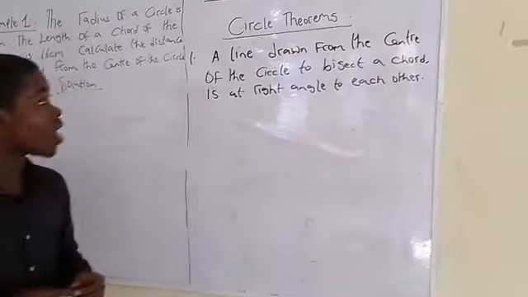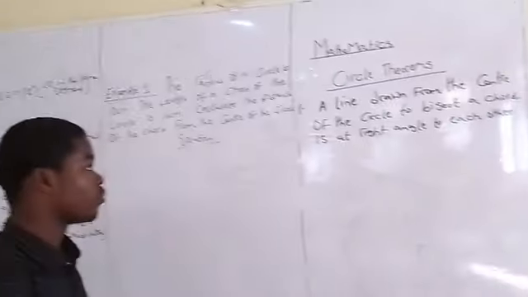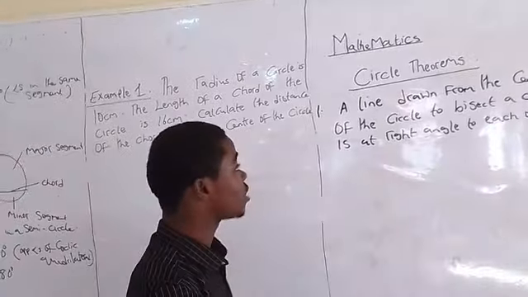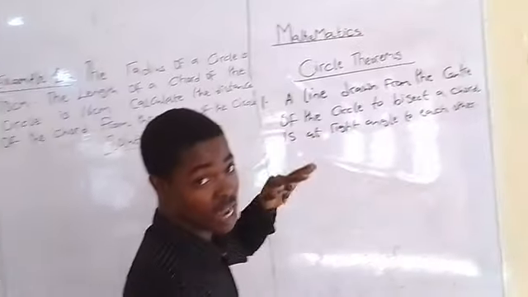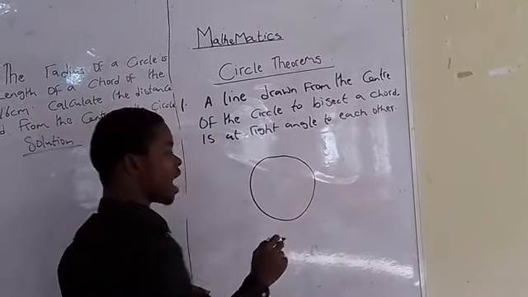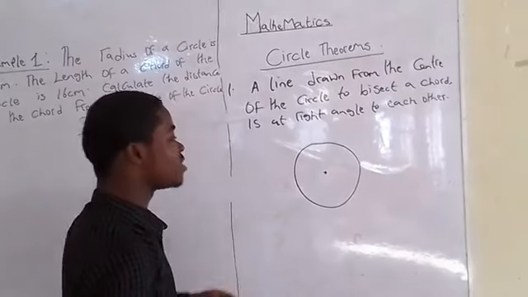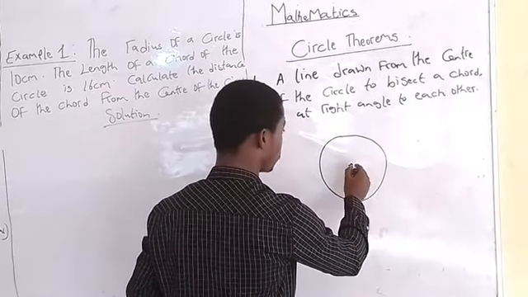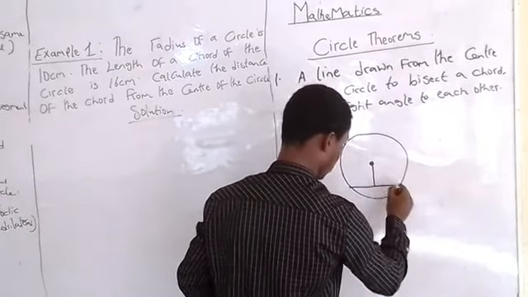Sometimes it is necessary for you to memorize this theorem so that it will make it easy for you to solve questions. So a line drawn from the center of the circle. You discover that the first thing they are talking about here is a line, and this line is drawn from the center of the circle. So I'm going to draw a circle. Let's say this is the center of the circle. And then that line is drawn from the center of the circle to bisect a chord, and this is a chord.